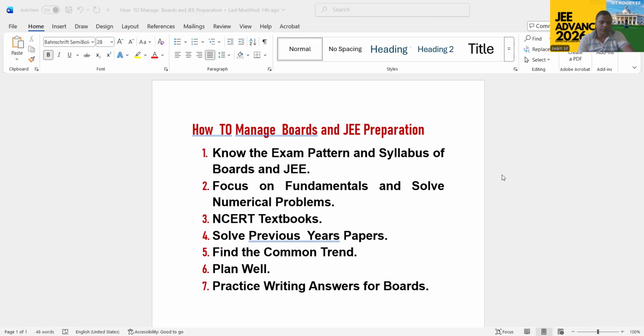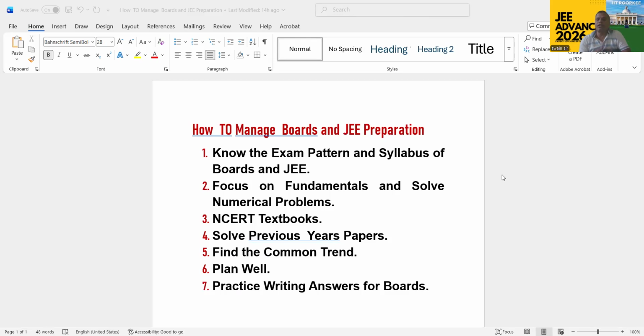Also, when you solve, the most important part is that you start from the 1981 IIT paper. Then you should go for 82, 83, 97, 99, 2000, 2015, and also find a common trend in the questions, how the difficulty level gradually increases.